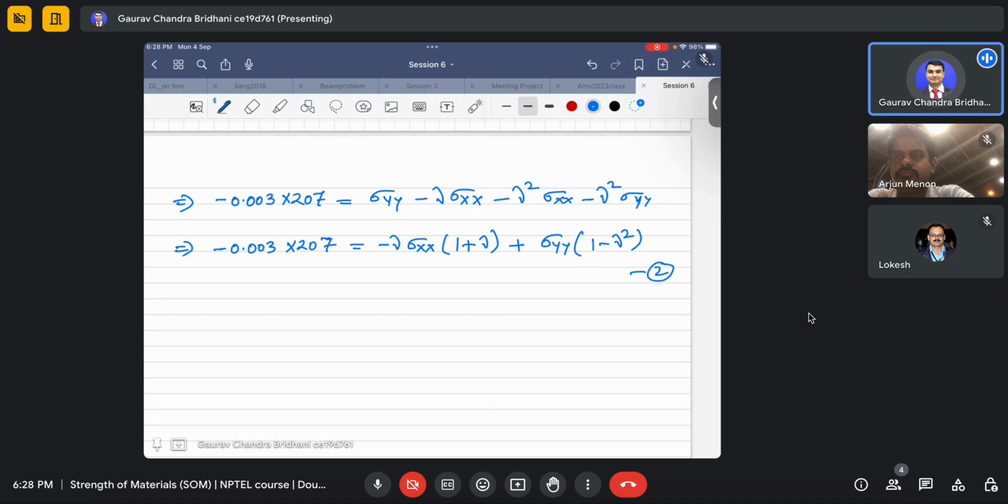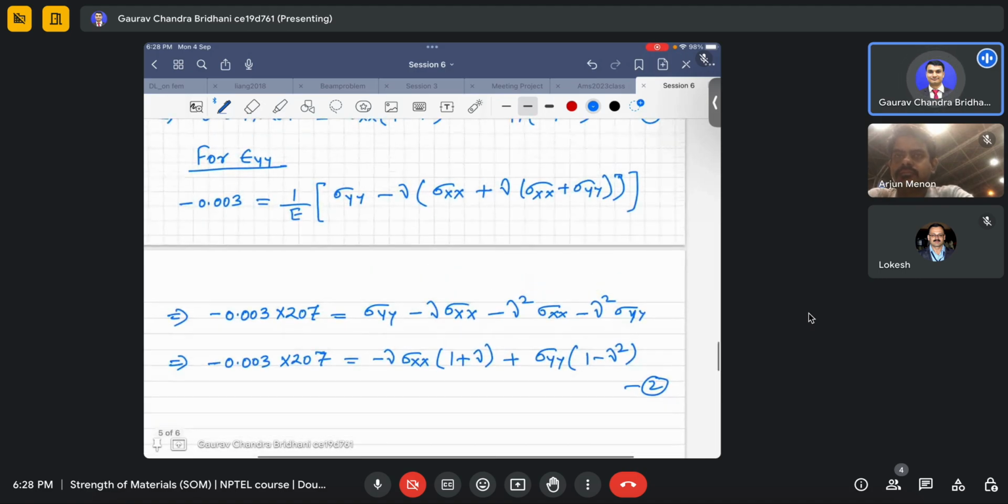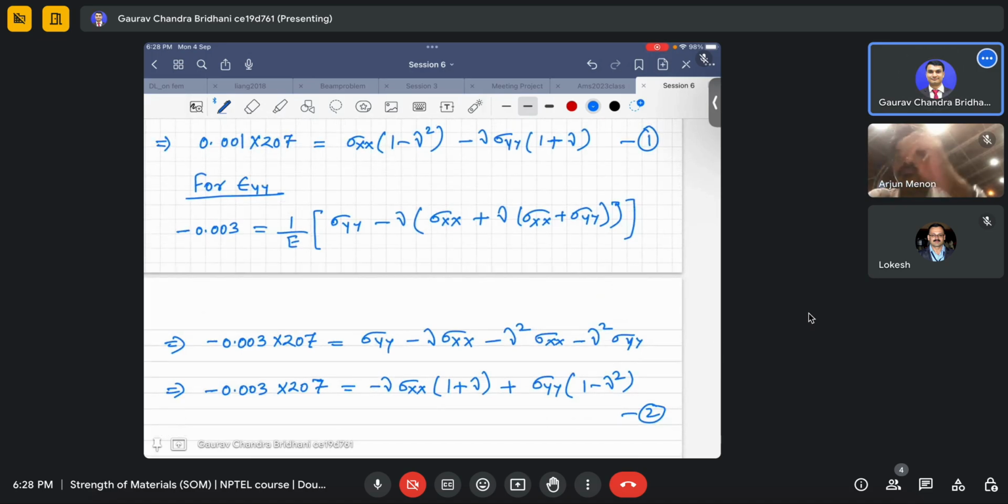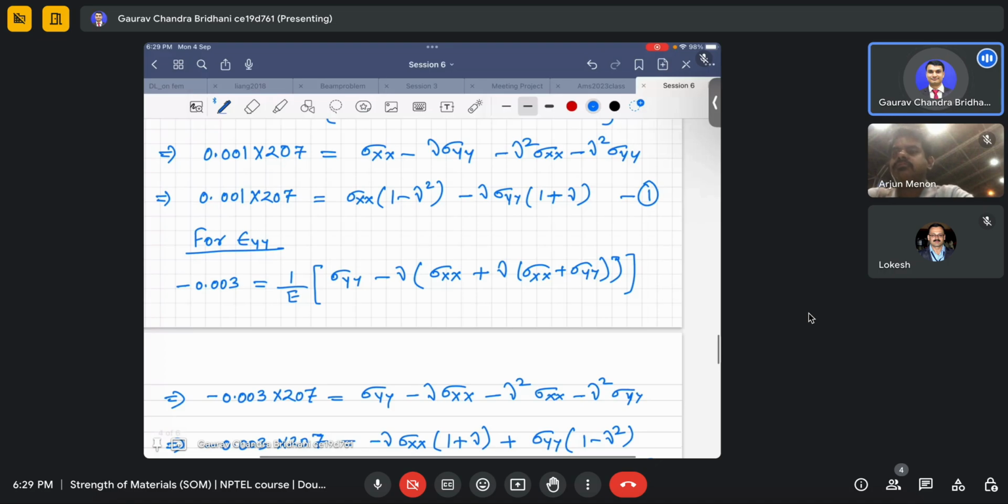Okay, so we got two equations and two unknowns, sigma xx and sigma yy. So how do we eliminate one of them? What we can do is simply take one and substitute in the other one, or even multiply. But it will be better to take from the first equation the value of sigma xx in terms of sigma yy. So I will write the value of sigma xx. How will you find sigma xx from equation 1?